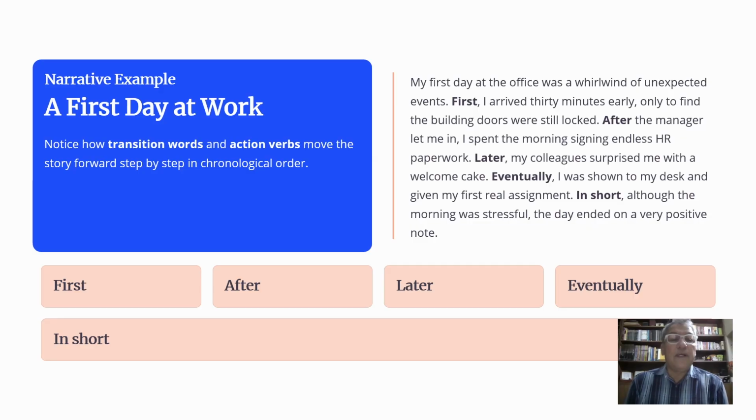Now I show an example of a narrative paragraph. A First Day at Work is the title. Notice how transition words and action verbs move the story forward step by step in chronological order. The text I read is: my first day at the office was a whirlwind of unexpected events. First, I arrived 30 minutes early only to find the building doors were still locked.